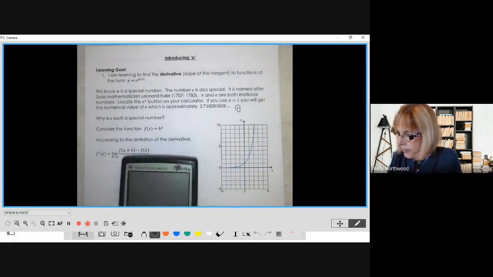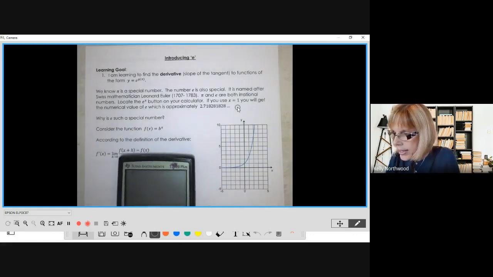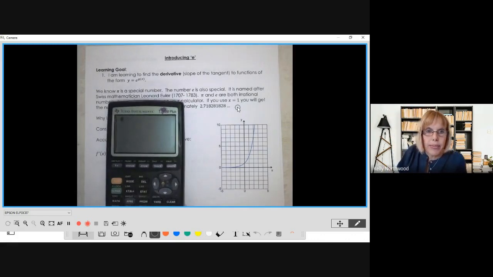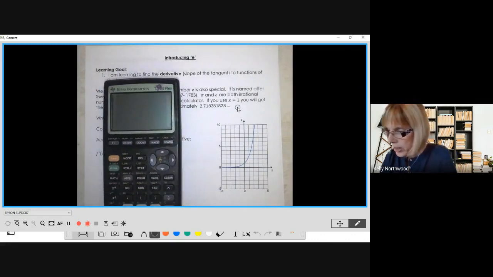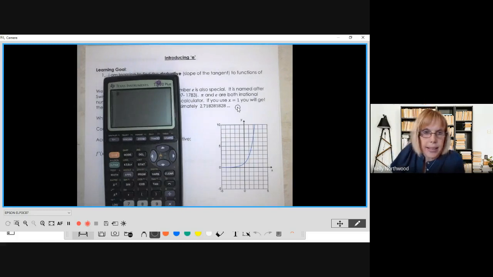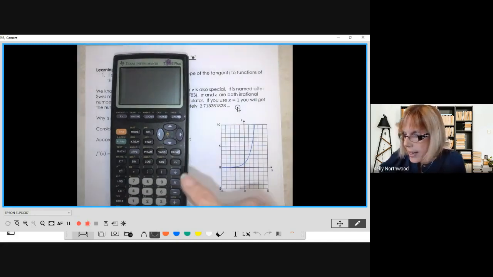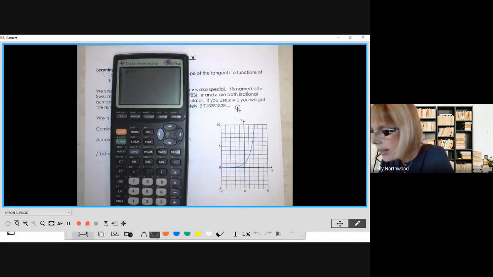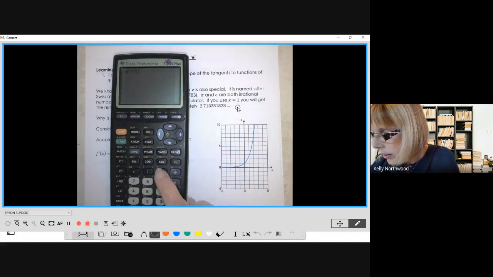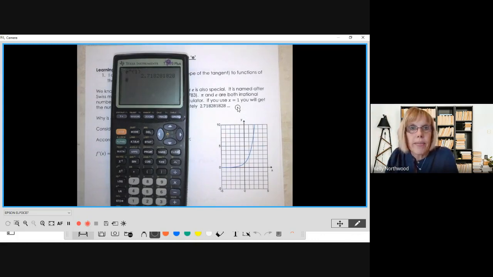So if you can, find the e to the x button on your calculator. Now I have a graphing calculator, so mine is, see this ln, which is what you're going to learn about this afternoon, natural logarithm. It's my second to that. So I go second e to the, and if I just put e to the power of 1, it'll give me the approximate value of e, which is 2.718281828.